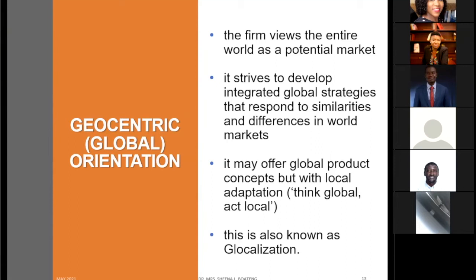So you're thinking global, but you're ready to tweak whatever product or service you have to suit the unique idiosyncrasies of the different contexts in which you plan to sell this product or service. And that is with the geocentric global orientation. And with that, we've come to the end of the discussion of the EPRG framework.